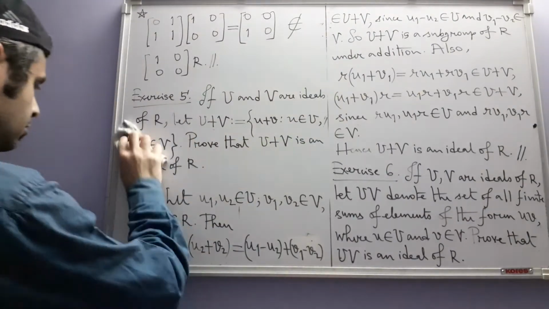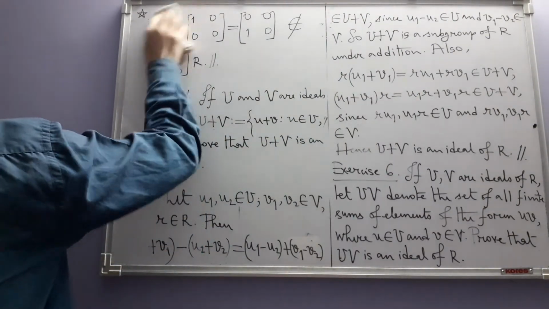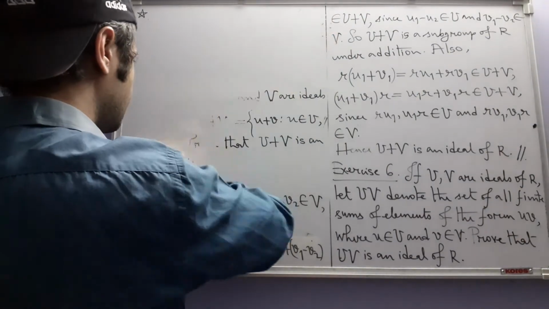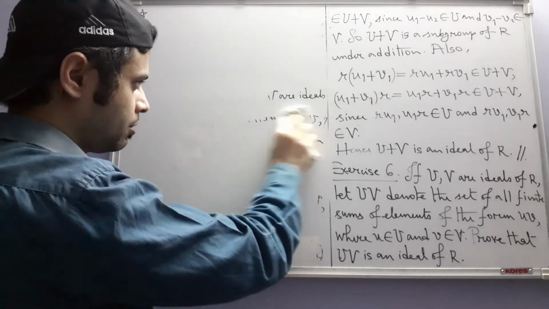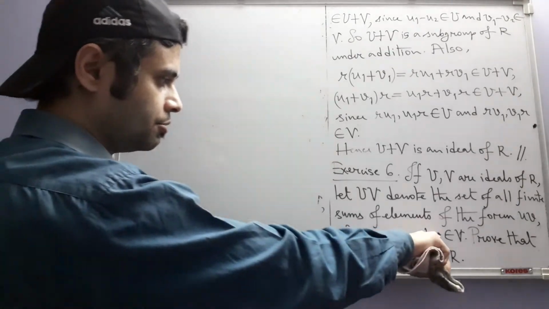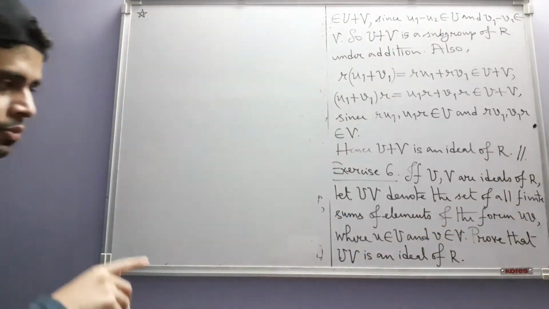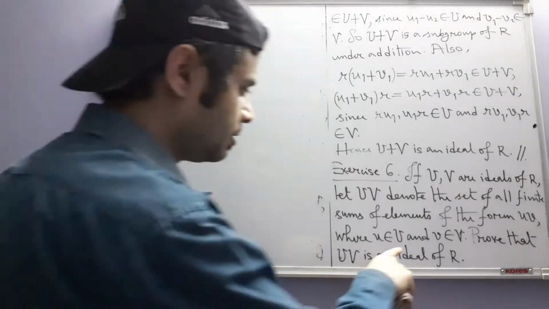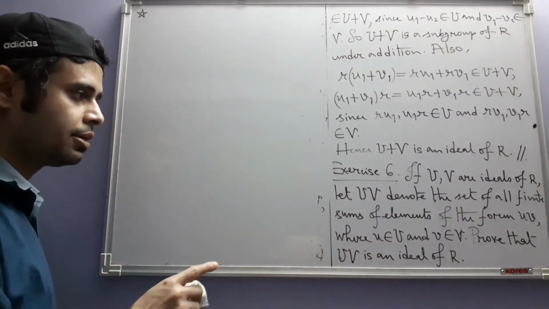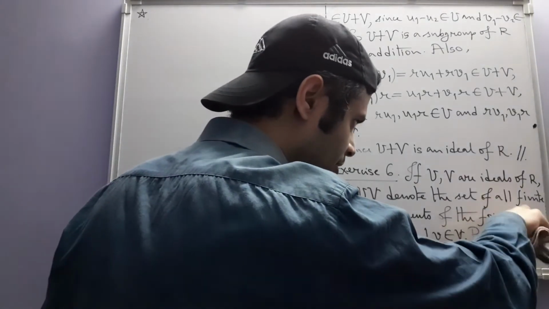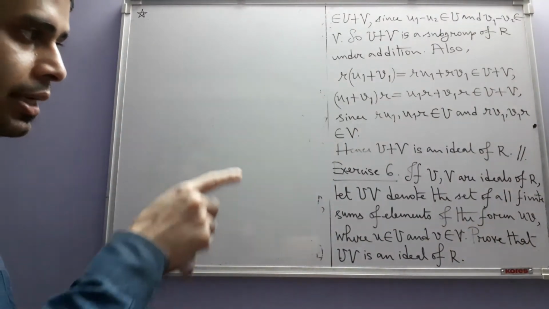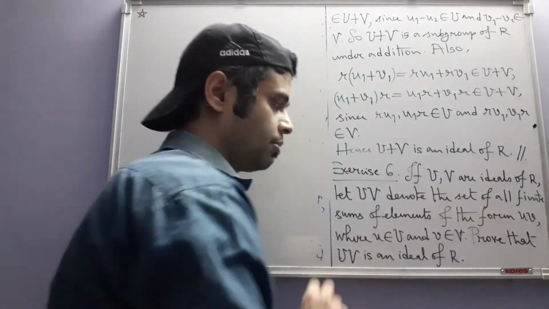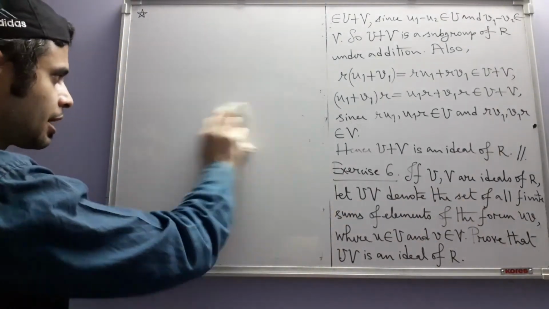Okay. Note that unlike the previous exercise, here we are not considering UV to be the set of all elements of the form uv. That's not the thing. It is something more. It's actually not a collection of elements that look like this, but a collection of elements that can be generated from elements that look like this. We start the solution and it will all become clear.